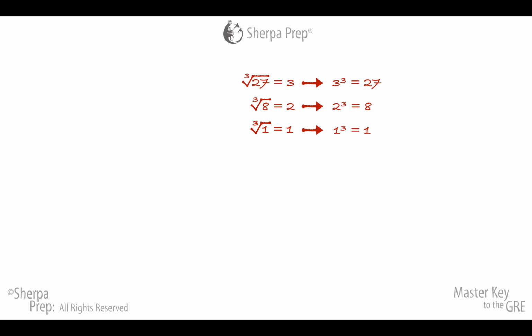In other words, we know that the cube root of 6 has a value somewhere between 1 and 2, right? Because the cube root of 6 is clearly bigger than the cube root of 1, but it's also smaller than the cube root of 8. And if that's the case, what is quantity A?